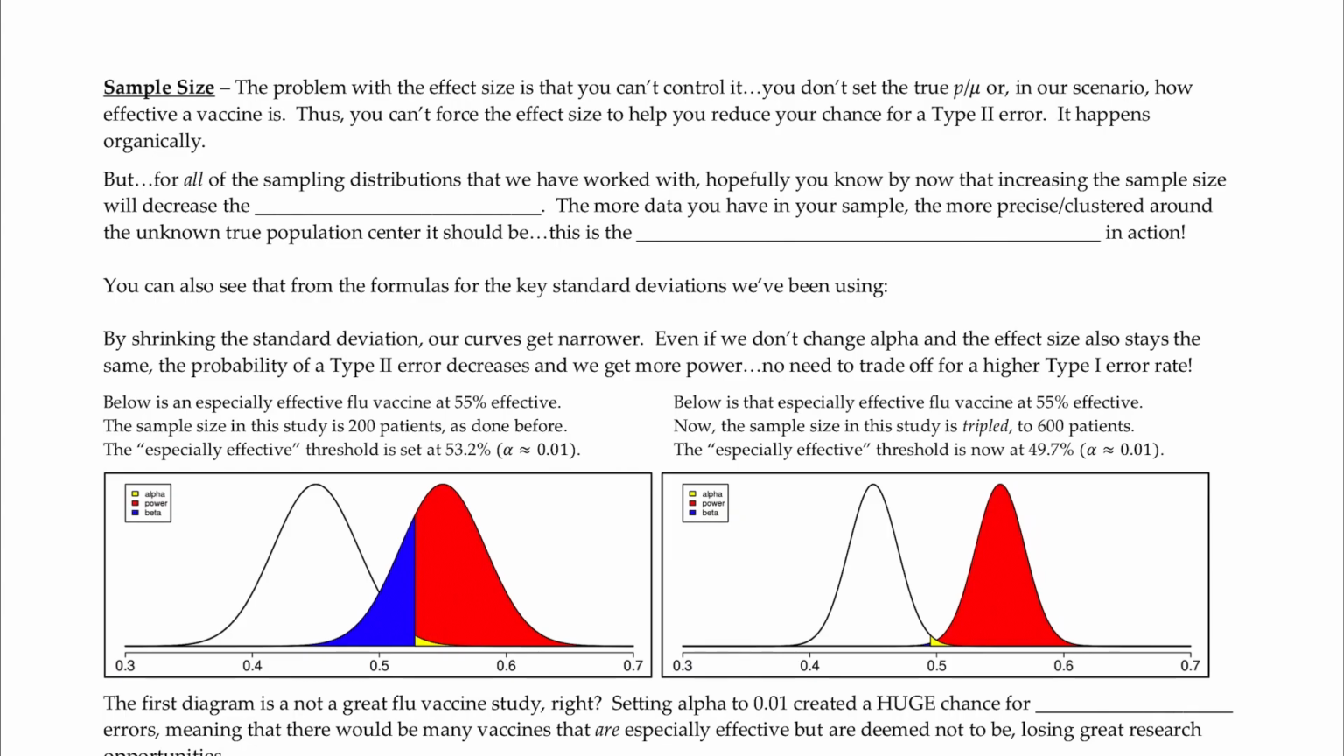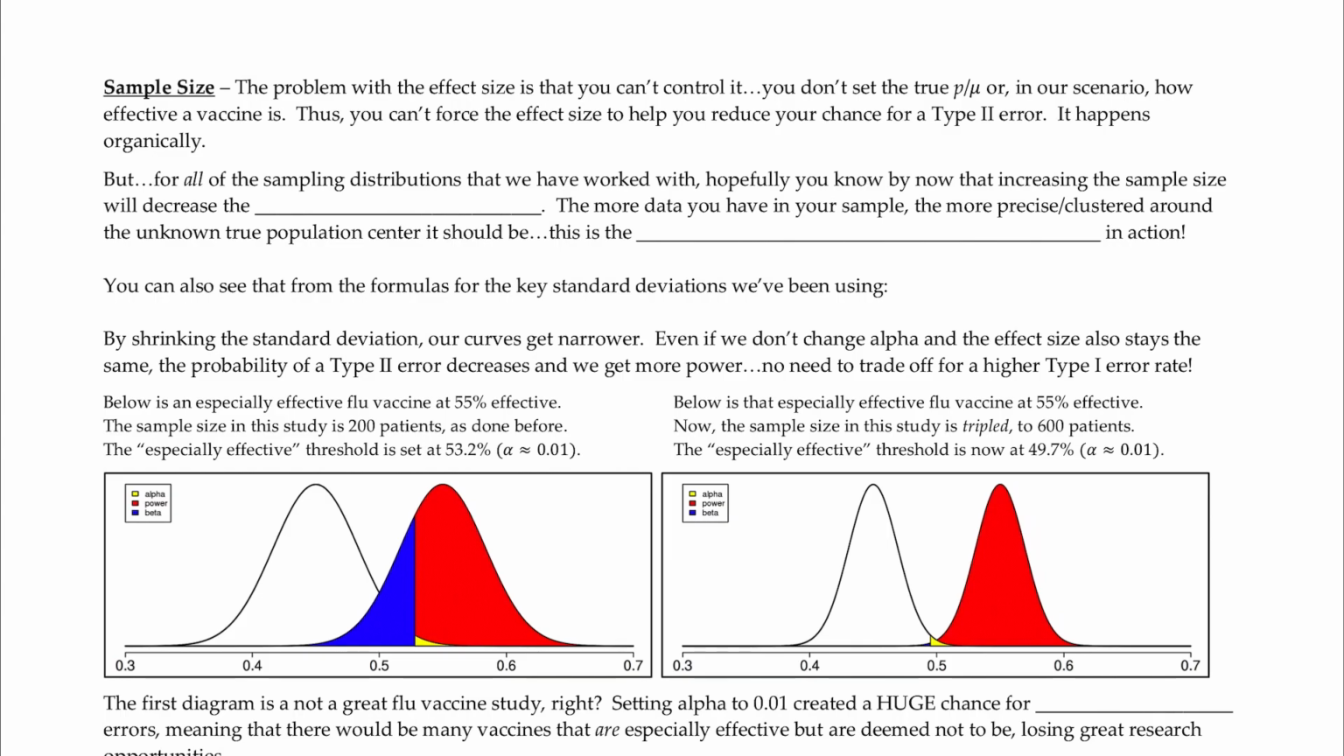The other way that we can not mess with making a type 1 error, but reduce the chance of making a type 2 error, has to do with sample size. The problem with the effect size is that you can't control it. That's what I was just talking about. You usually don't know the true p or mu in our scenario, how effective a vaccine is. So you can't really force the effect size to help you reduce the chance of making a type 2 error. That's just something that happens in the universe. It happens organically. You don't have control over the effect size. The universe does.